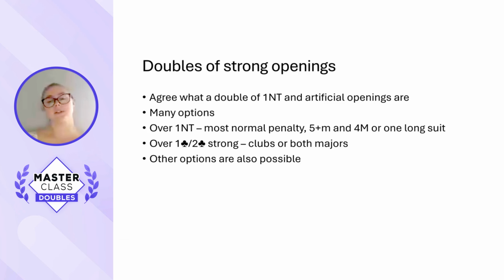Other types of bids that you should talk to your partner about, and what a double would mean over those bids, are, for example, 2 diamonds multi, or an opening showing both majors, either 2 diamonds or 2 hearts, or 2 no trump showing minors. So there are a lot of different situations, and I'm not going to tell you how to play it. I just want to make sure that you know that there are different options in these situations.